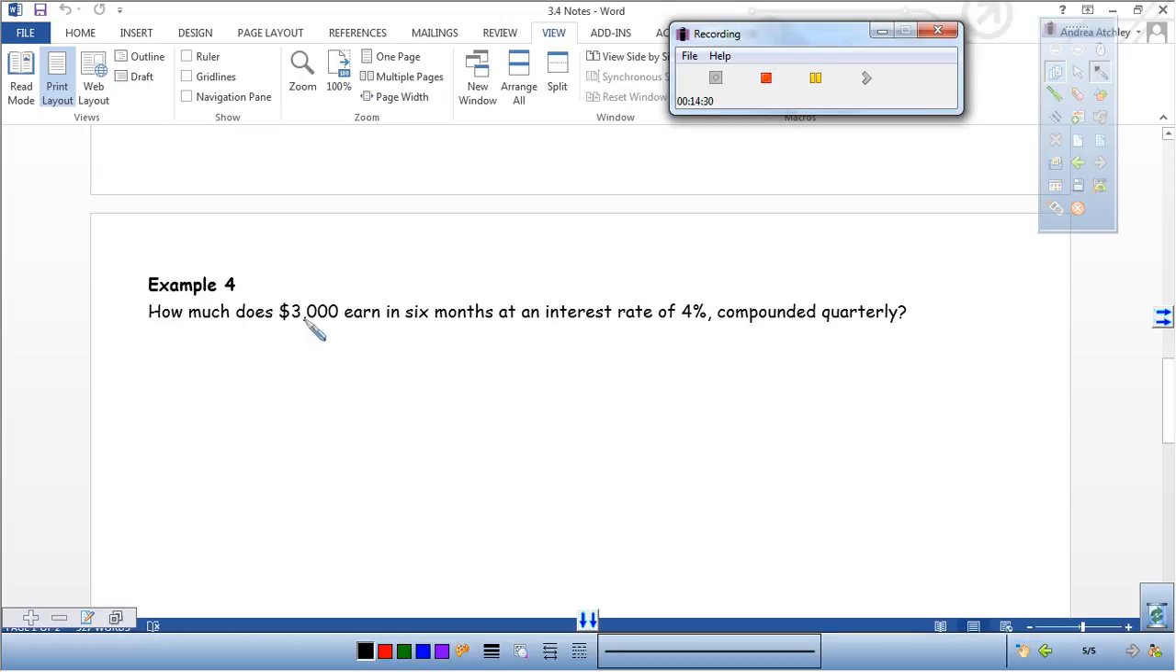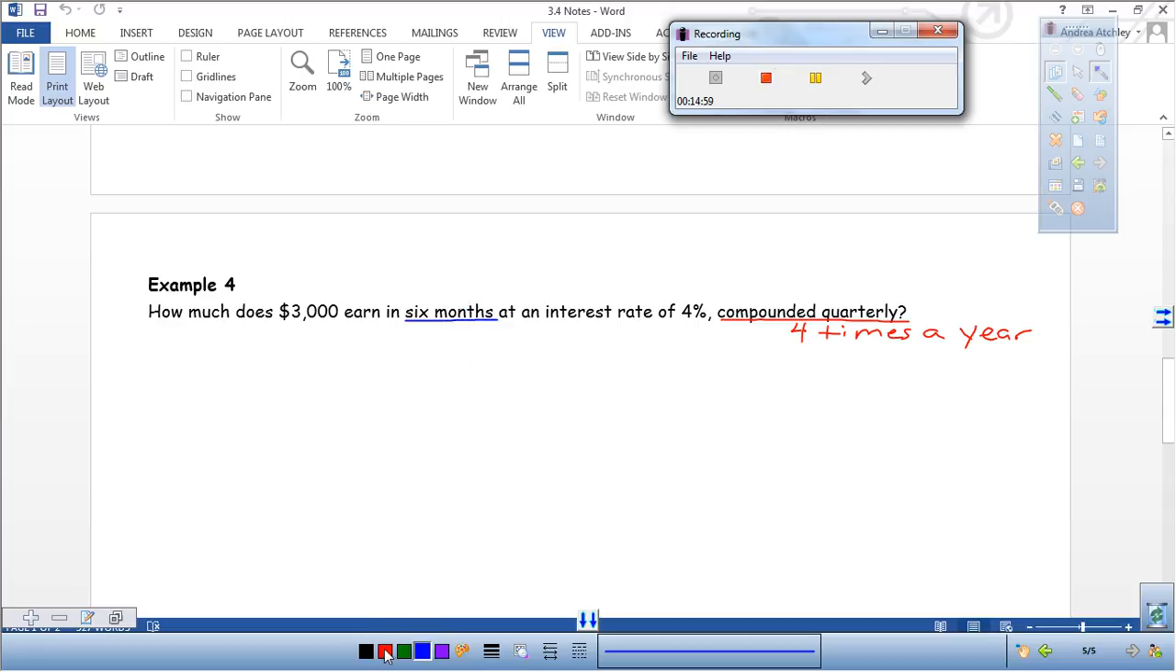Okay, how much does $3,000 earn in 6 months at an interest rate of 4% compounded quarterly? Compounded quarterly is how many times a year? 4 times a year. So if my time is 6 months, how many times is this going to get compounded in 6 months? Twice. Does that make sense? Okay, so I need to do my whole problem twice.